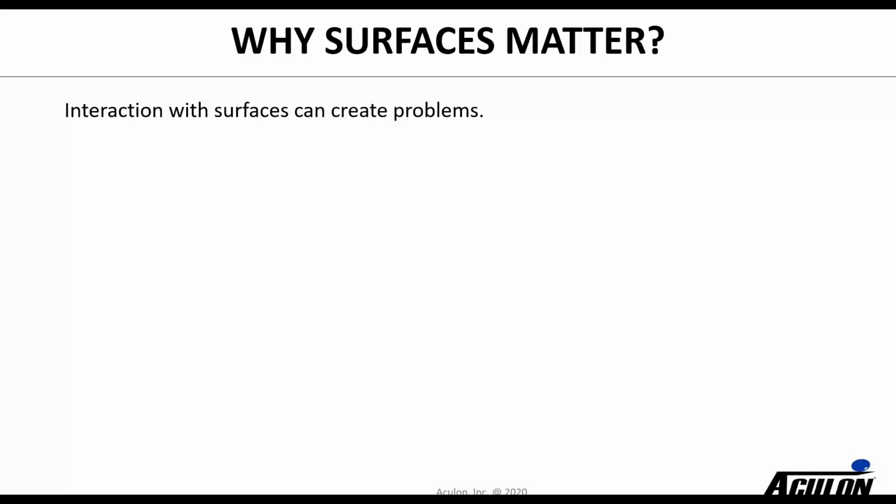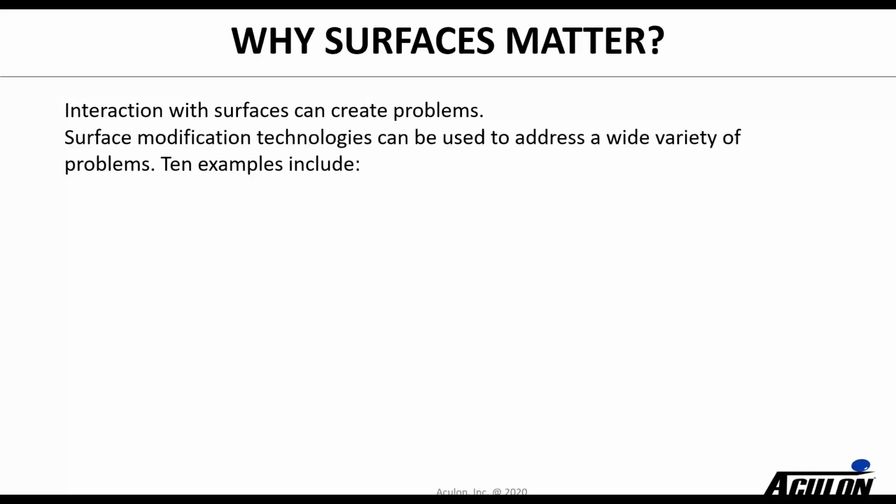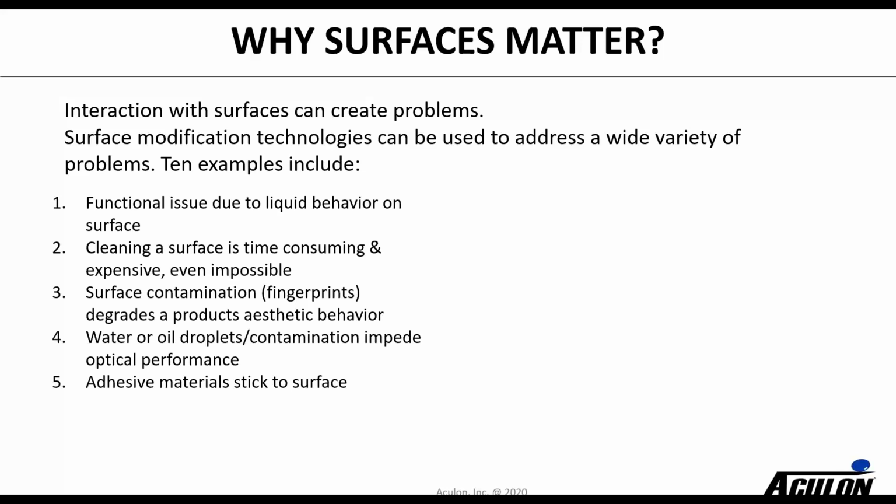Well, surface modification basically matters, and surfaces matter because interaction with surfaces can cause a variety of problems. And I've got some examples of problems that you could be experiencing or other customers have experienced. It could be a functional issue relating to a liquid behavior on the surface. It could be a cleaning issue, in that cleaning of the surface is very time consuming, expensive, and in some cases impossible. And so you're looking to protect it so you don't need to clean that surface.